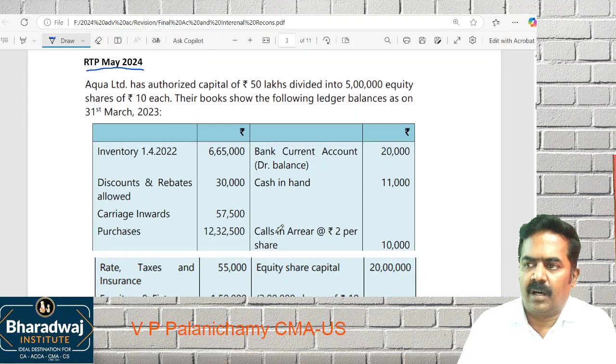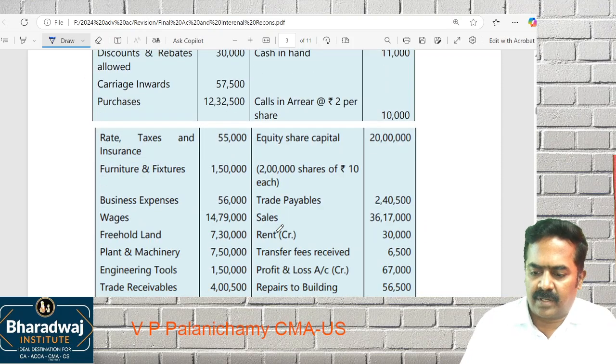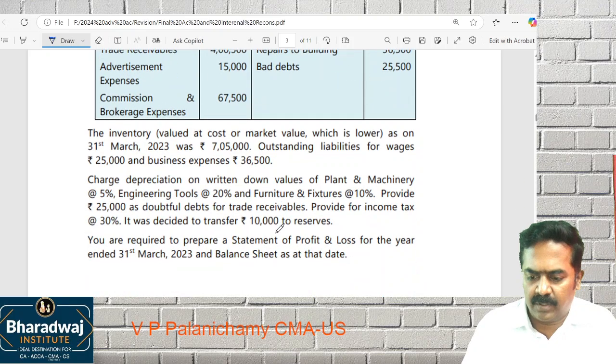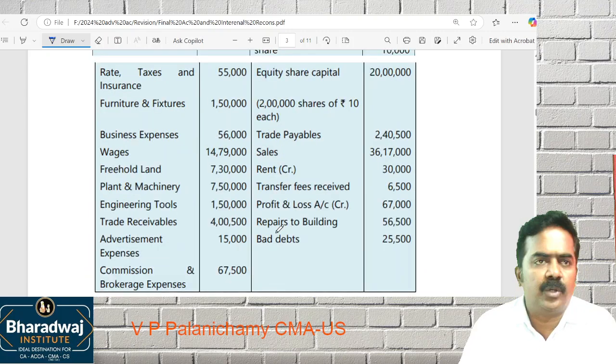Try this PQR Limited question. Try to prepare working notes which are related to which one? P&L account. Then we'll do P&L account. Then we can continue with the balance sheet next.